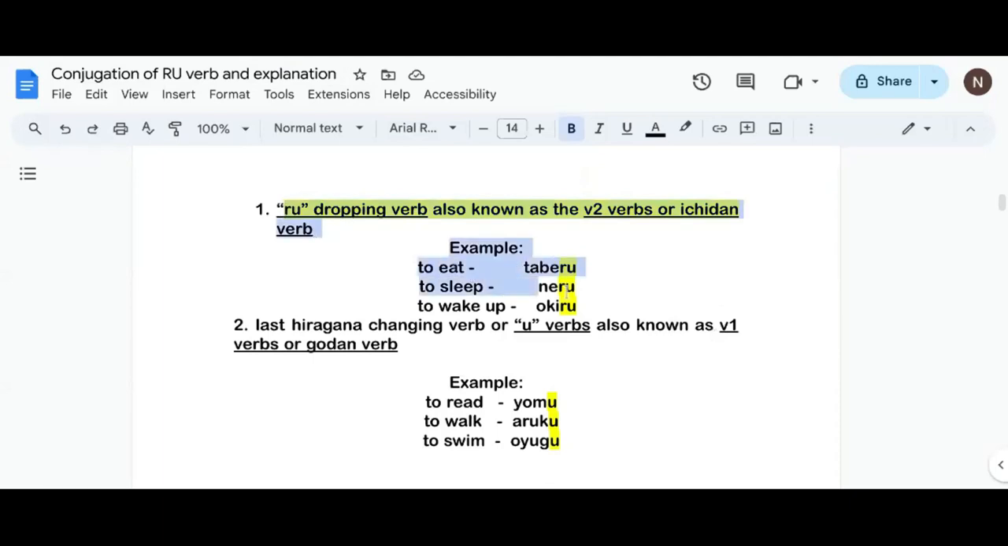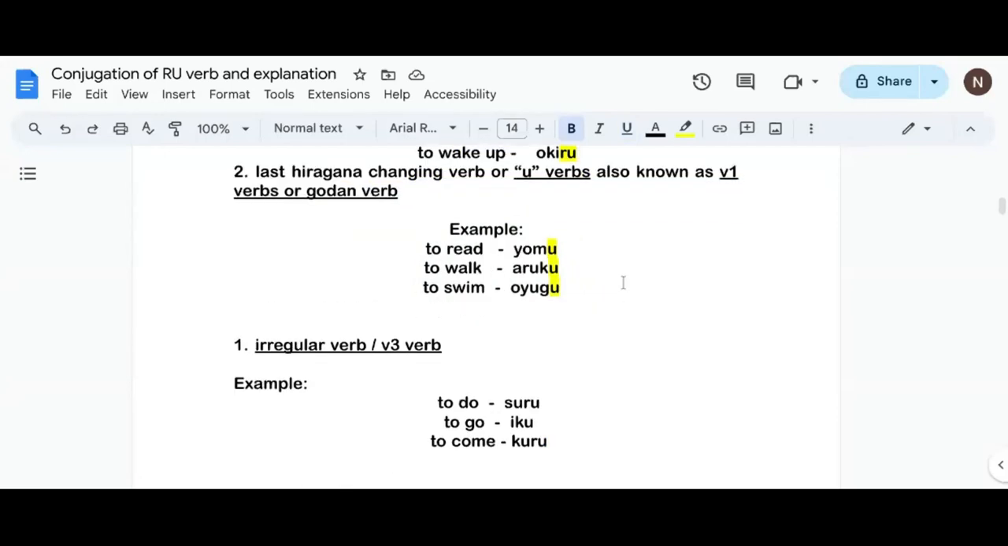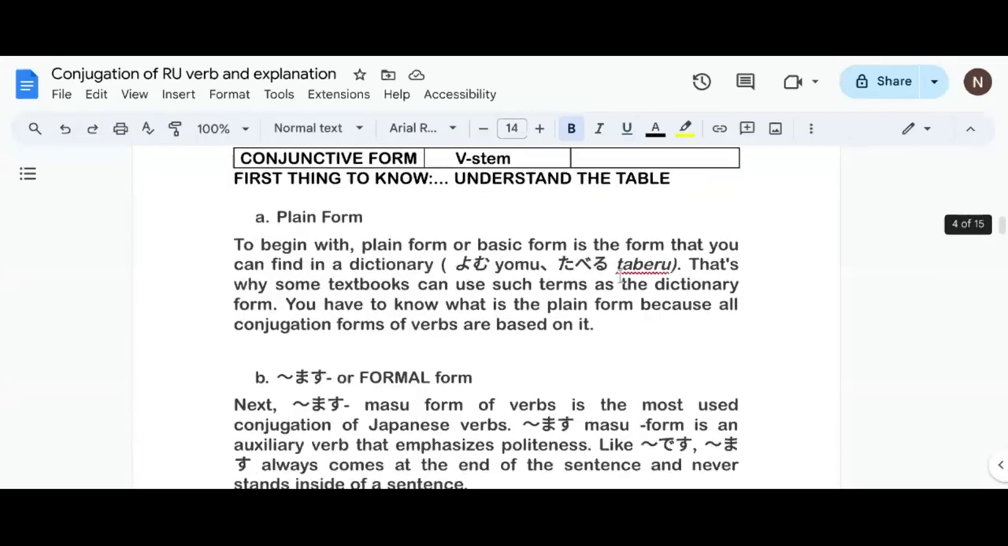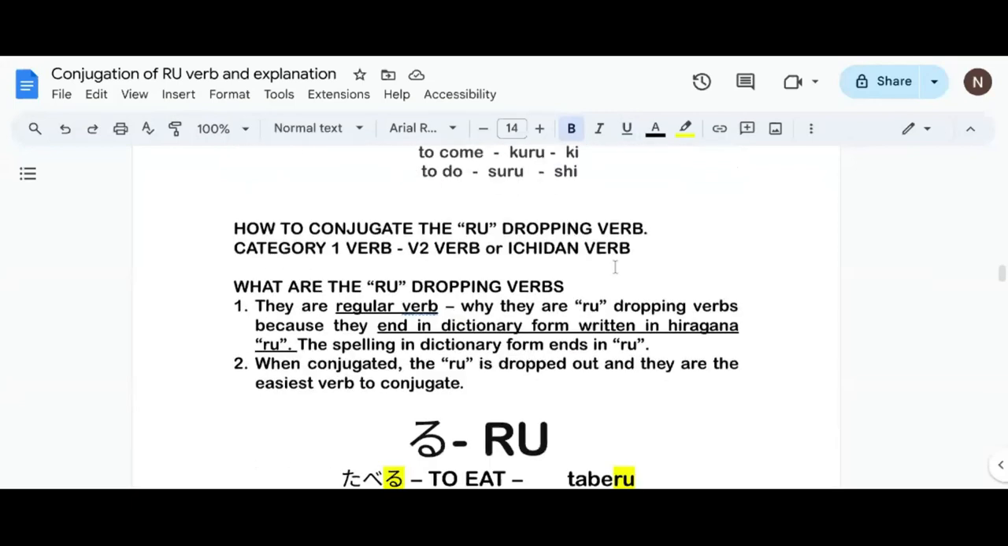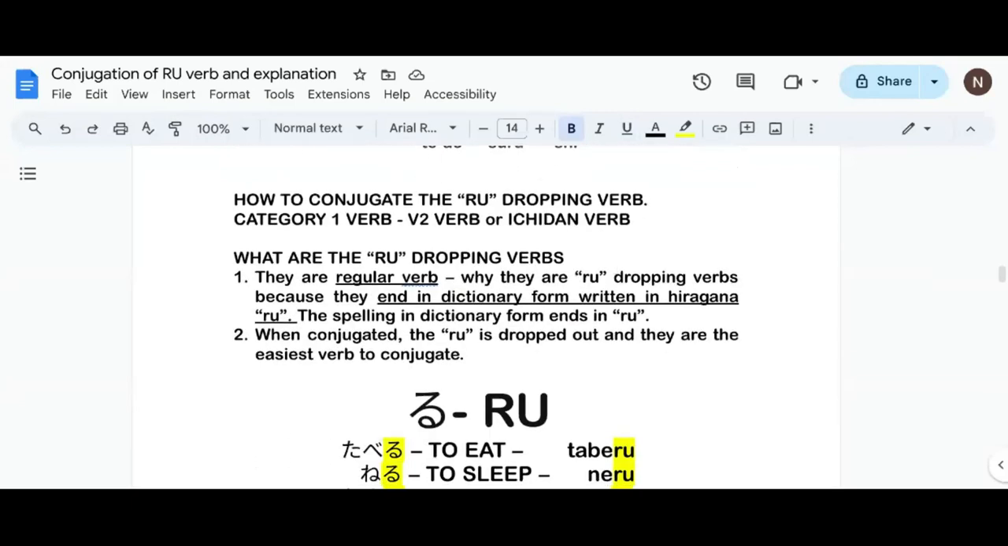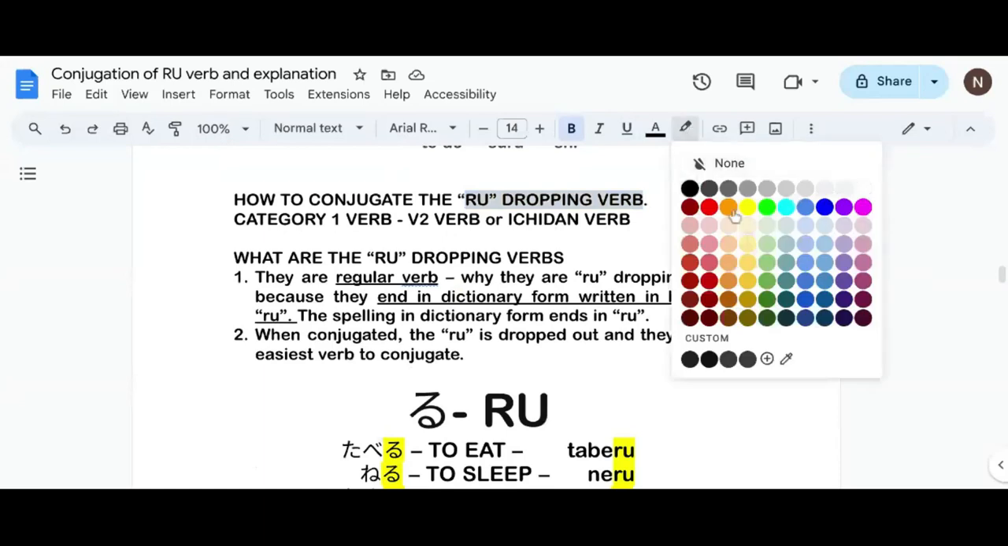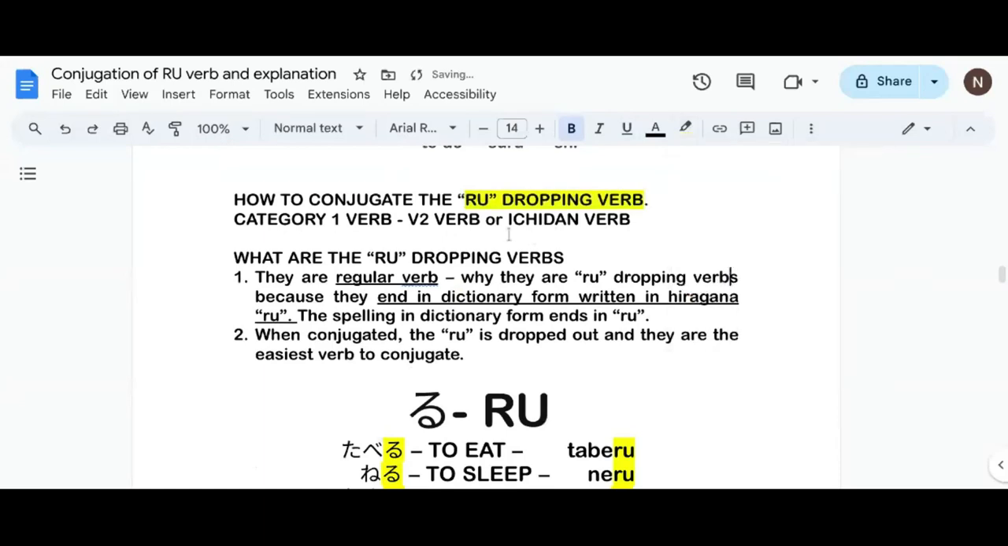We are now going to show you how to conjugate first the ru dropping verb, for you to understand more. So how to conjugate the first category, which is the ru dropping verb, or the ichidan verb.